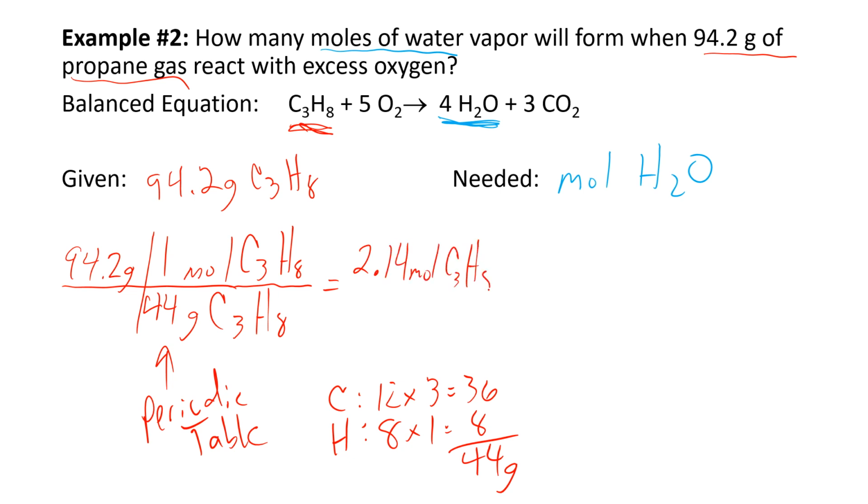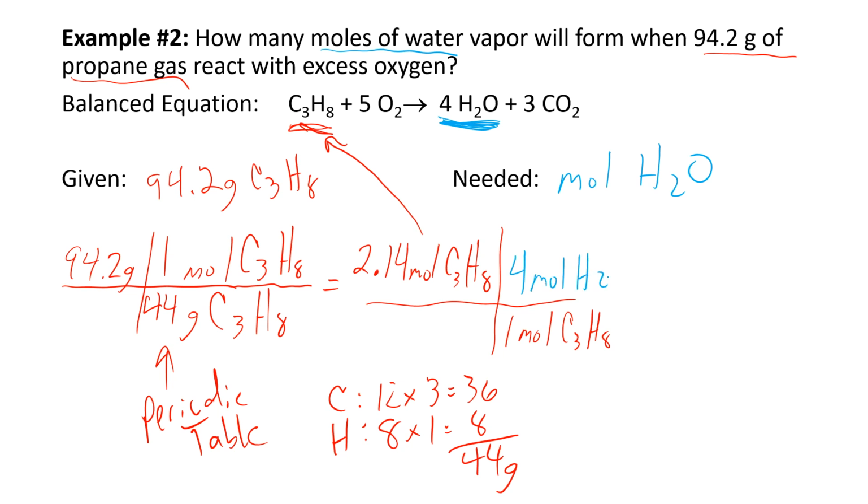C3H8. Okay, so then that moles needs to go into this equation and spit out moles of water. So we need to convert moles of C3H8, and we know that 1 mole of C3H8 will give us the 4 moles of water, and we get that from the balanced equation. So this is from the balanced equation.